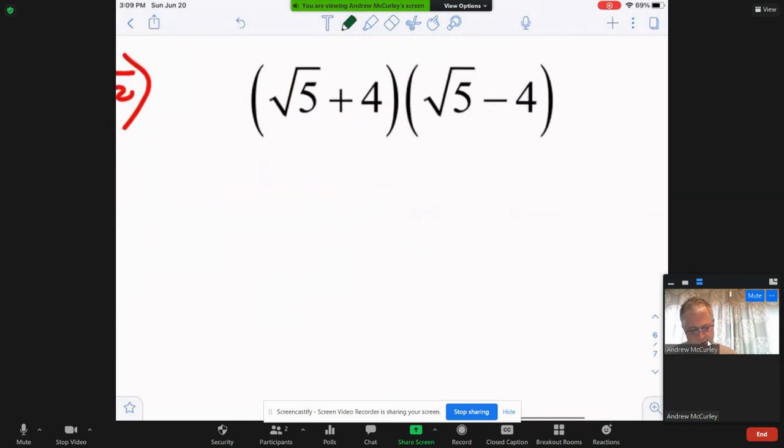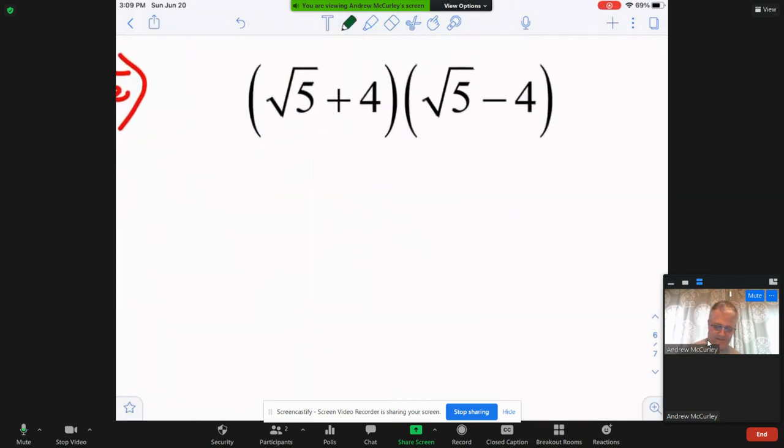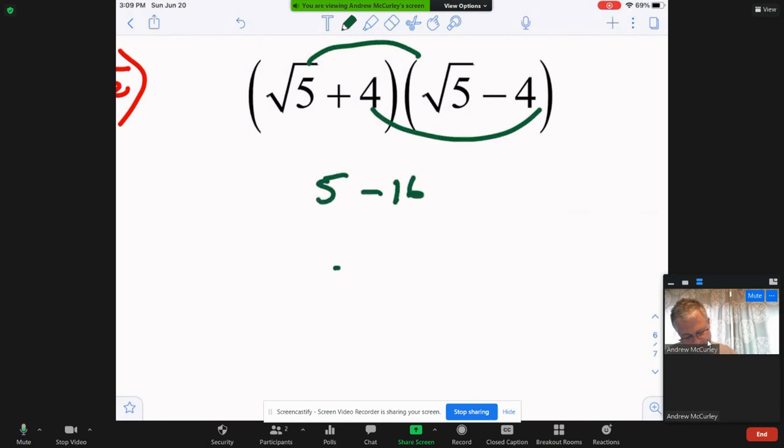All right. Oh, I love conjugates. So I know I only have to do these two and these two, put a minus sign in between. Square root of 5 times square root of 5 is 5, minus 4 times 4 is 16, negative 11. I'm done. If you have to FOIL it, you know you're going to see the two middle terms get chopped. 4 square root of 5 and negative 4 square root of 5. You know they're going to cancel each other.